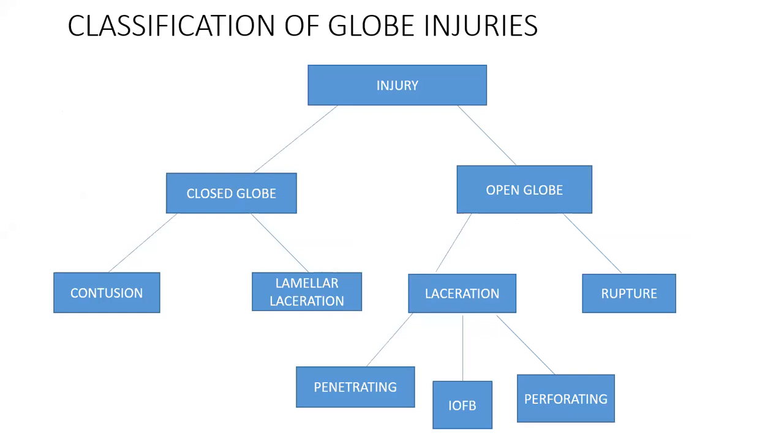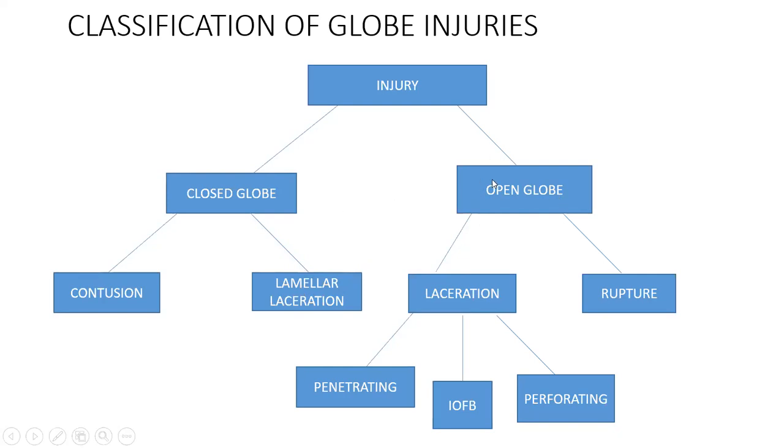This is a flow chart to help us understand injuries to the globe or the eyeball. The injuries to the globe can either be closed globe or open globe. Now, the closed globe can be contusion when the eye is just crushed, or it can be lamellar laceration when the eyeball is not completely torn, but partially, the wall is partially damaged.